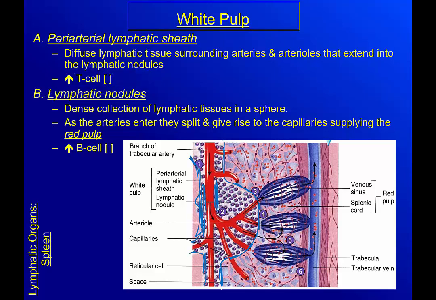Now, the lymphatic nodules, technically something in here is supposed to look like that circle that we talked about in the intestine. That's the lymphatic nodule. You've got a dense collection of lymphatic tissue. It's in that sphere structure. As the arteries enter, they split and give rise to capillaries supplying the red pulp. You can see that splitting at number 3 here. But in these dense bodies that you see, you got high numbers of B cells, not T cells. Okay?